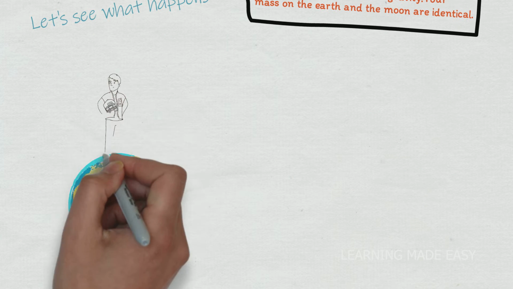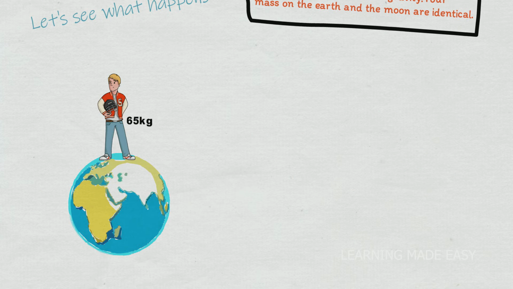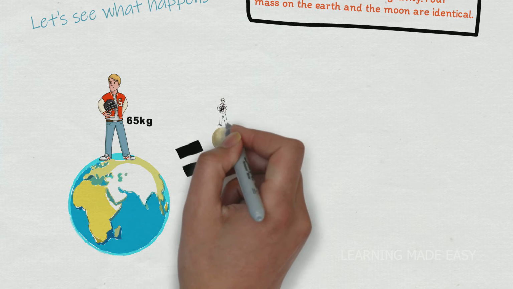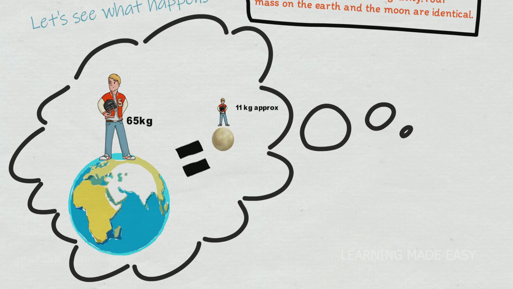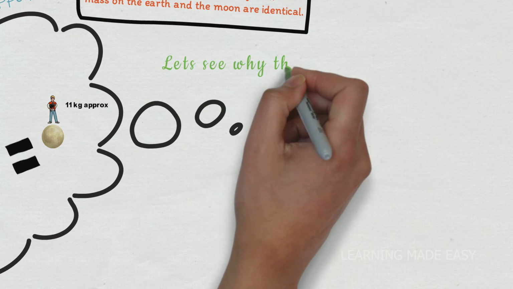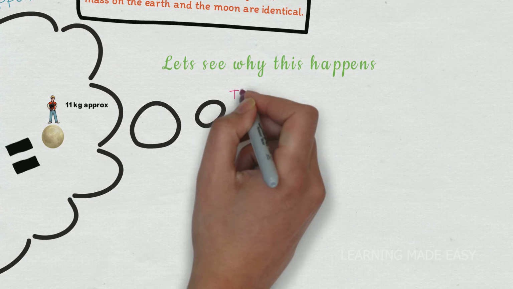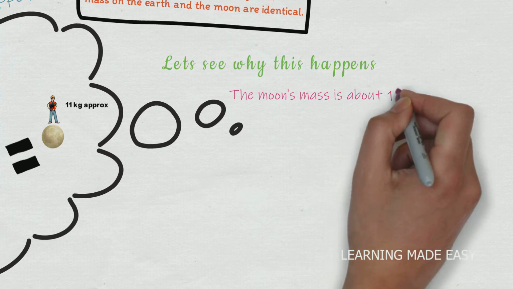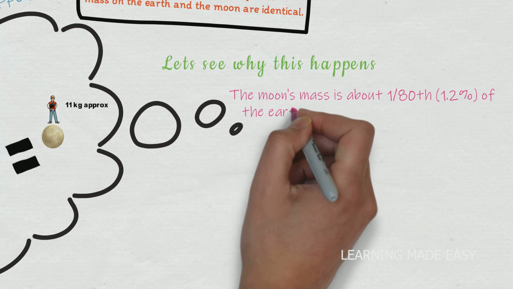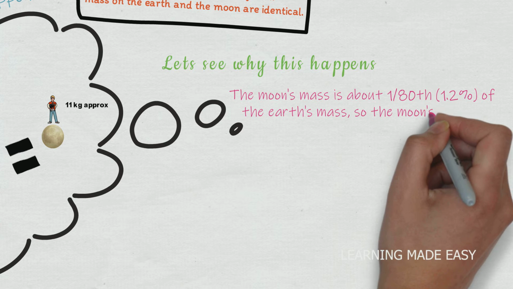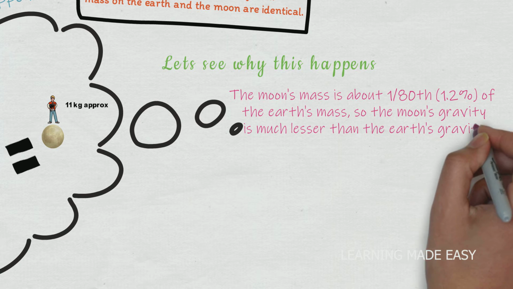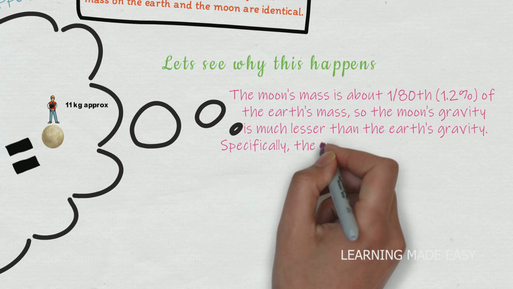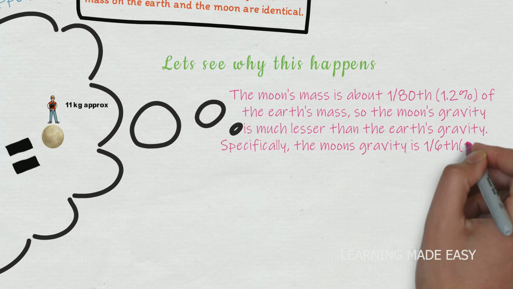In a wider way, a man who is weighing 65 kilograms on Earth will be weighing around 11 kilograms approximately on the Moon. Let's see what happens here. As we have discussed earlier, this happens because the Moon's mass is about 1 by 80th, that means 1.2% of the Earth's mass. So the Moon's gravity is much lesser than the Earth's gravity. Specifically, the Moon's gravity is 1 by 6 or 16.7% of the Earth's gravity.